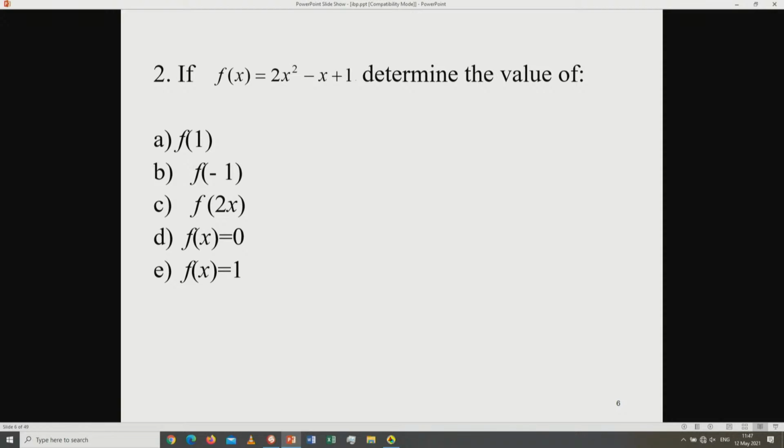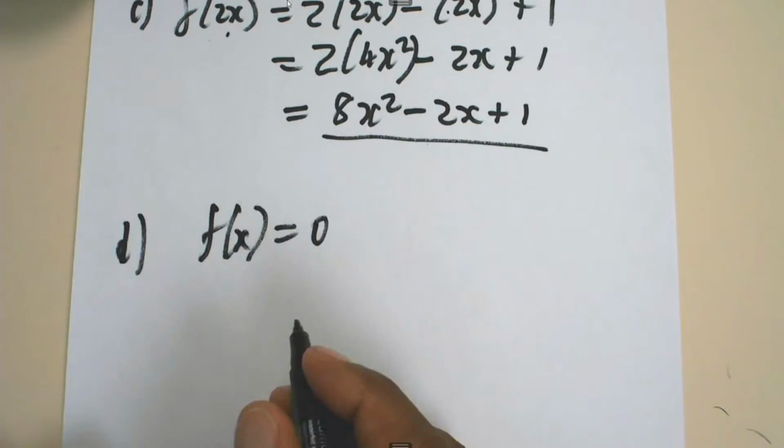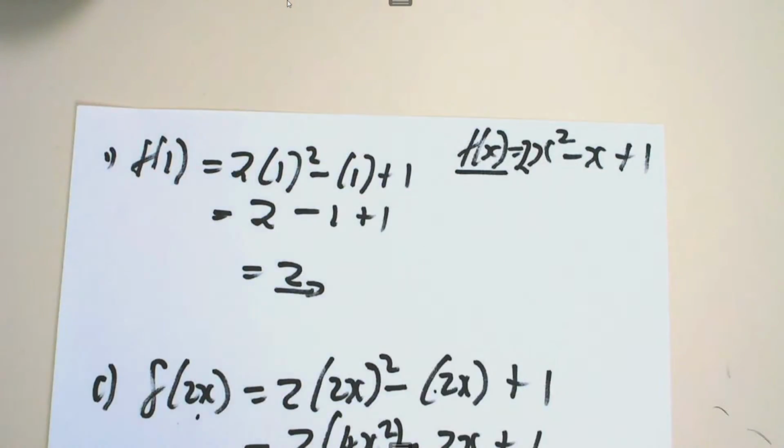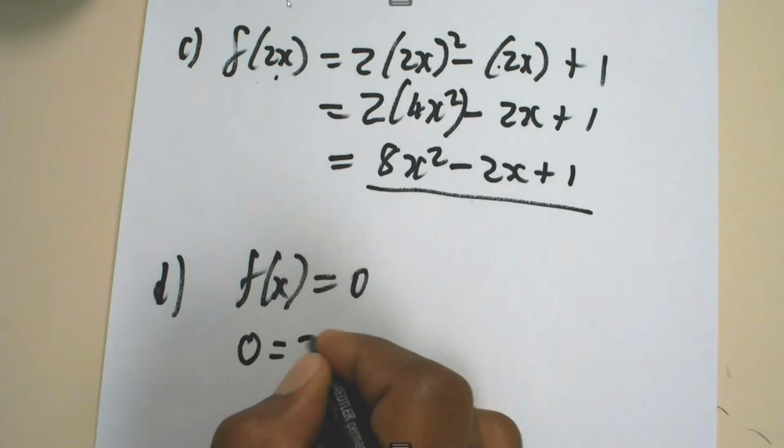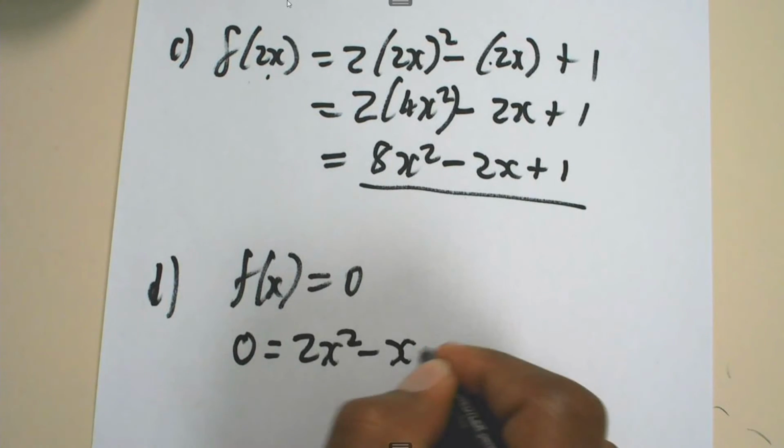For D we have f at x is equals to 0. What is the meaning of that? Yes, I can see one of you was saying that in this case we are given the value of y. Now we need to determine the value of x. You are 100% correct. They say f at x is equals to 0, so it means here we are given that y is equals to 0. What we need to do is to determine the value of x when y is equals to 0. So we have f at x here, and we substitute it by 0. So it means we have 0 is equals to 2x squared minus x plus 1.